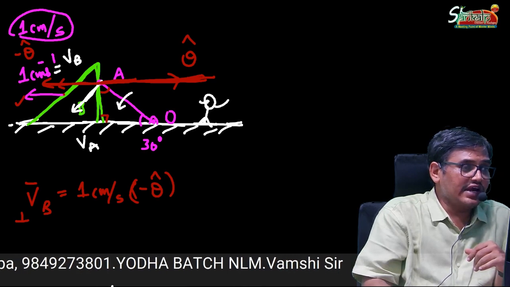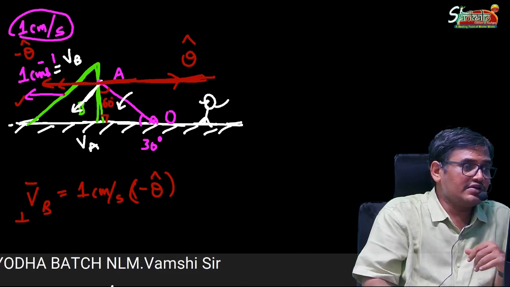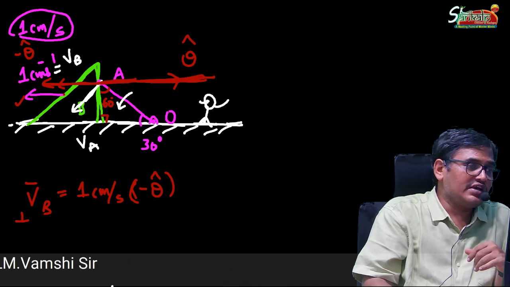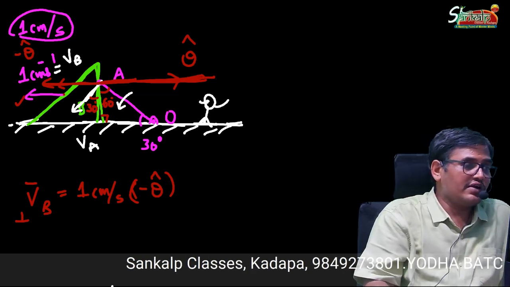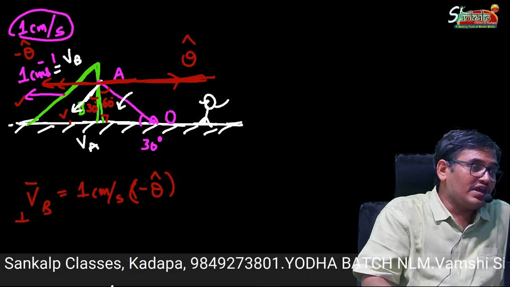This is 60. This is 90 now. This is 60. If this is 60, what is this angle? 30, because it should be 90. Between the pink line and the white arrow there is 90. 90 should be there. 30. So this is VA.